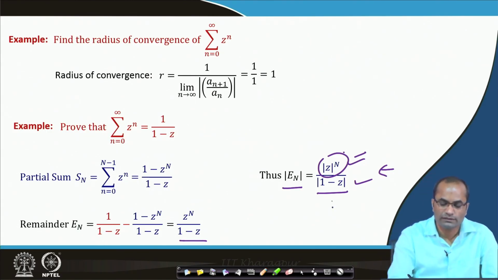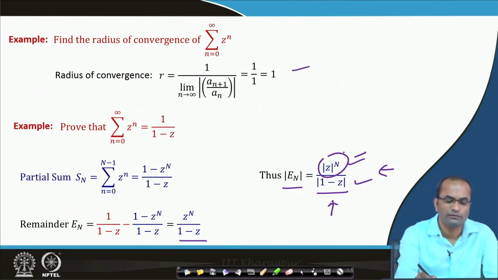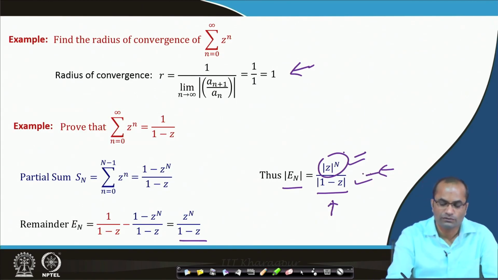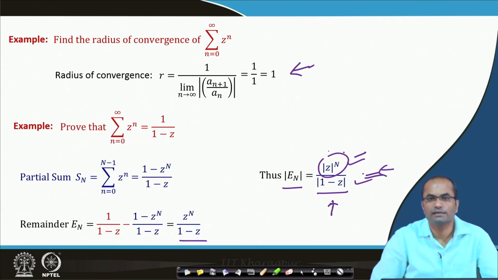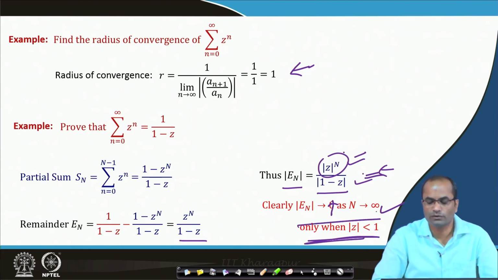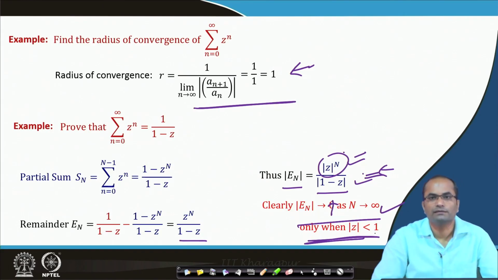So, this itself indicates here that the radius of convergence is 1, but we had the direct formula for the calculation of the radius of convergence. And here it shows that if modulus of z is less than 1, this E n will go to 0 as n approaches infinity, but the condition is that the modulus of z is less than 1. So, that is the condition which is again indicating to us that the radius of convergence in this case is 1.